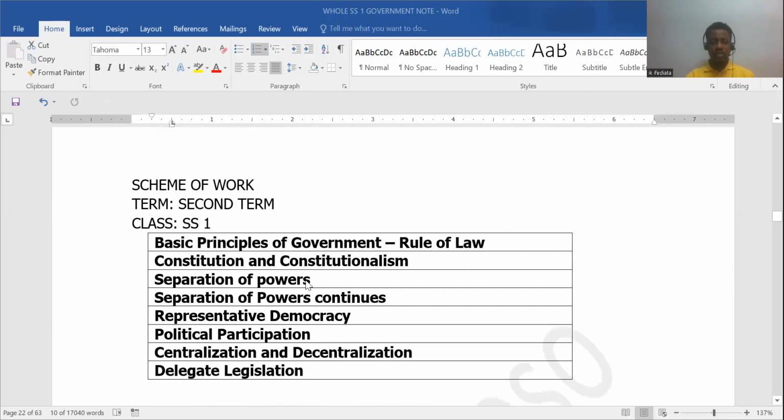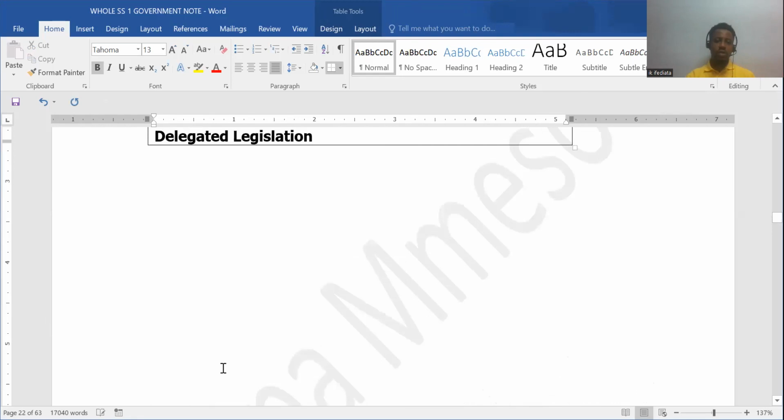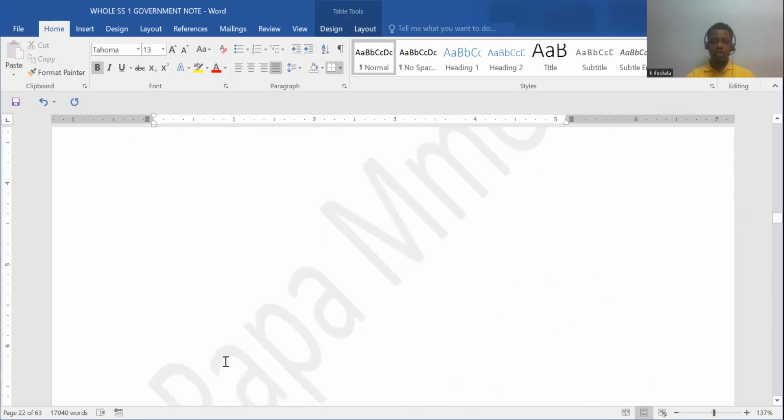So we finished first term and we're coming over to second term, same year 10 governments. If you look carefully here, you will see what we intend to cover this term, from the rule of law down to delegated legislation, right? So I'm going to correct this, delegated legislation. So let's jump into the topic straight away.